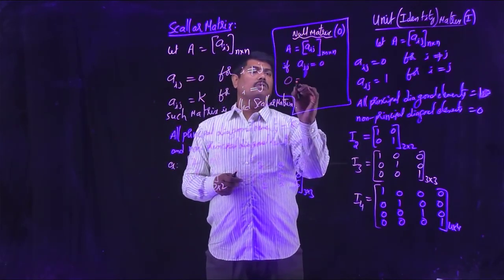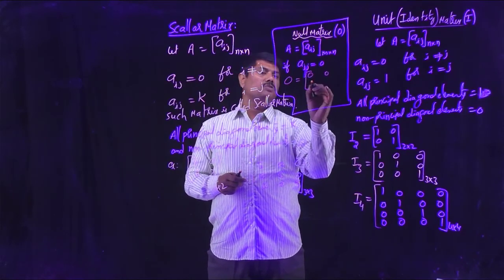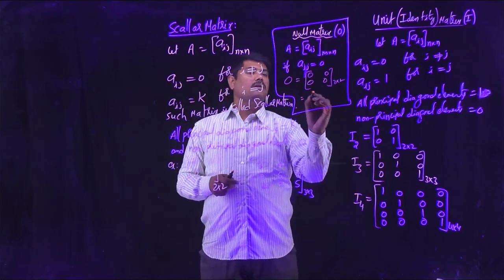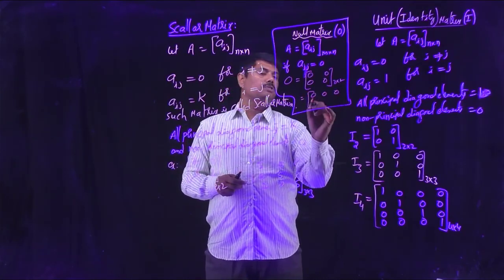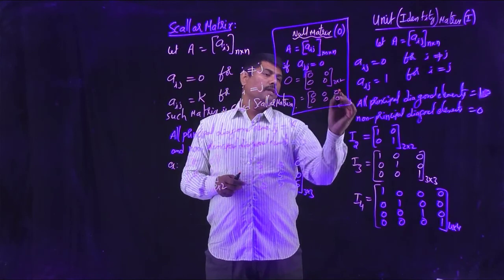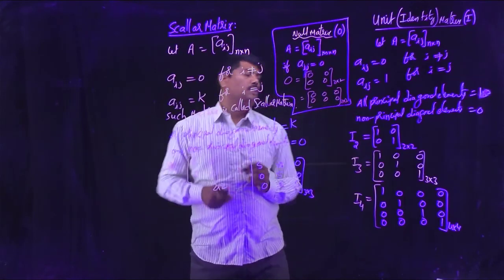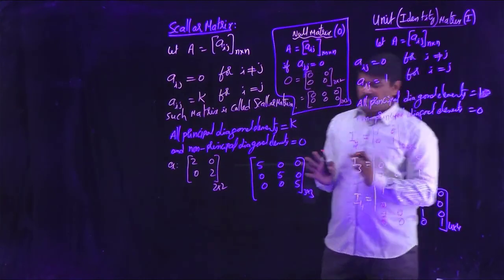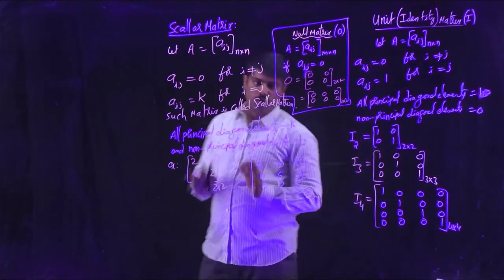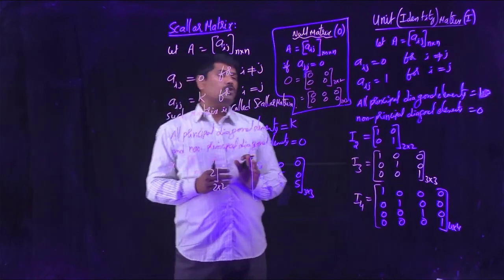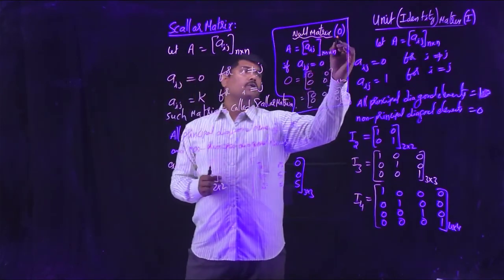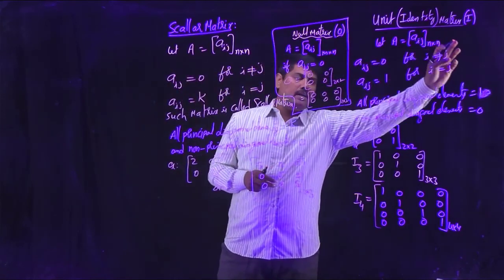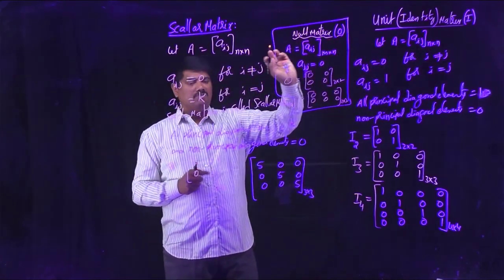A null matrix has examples like this: 0 0 0 0. This is an example of a 2 by 2 null matrix. Or you can write 0 0 0 0 0 0, which is an example of a null matrix of order 2 by 3. Null matrix means all the elements in the matrix are zeros, and we denote it with the letter O. So we have I for identity matrix, and O for null matrix.